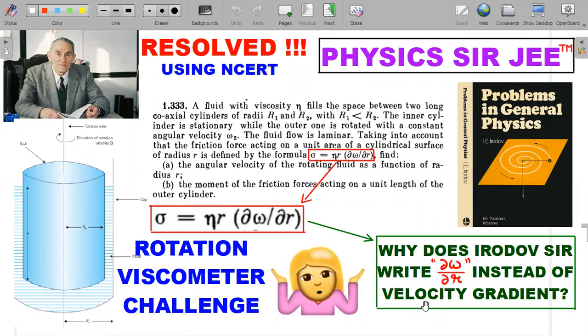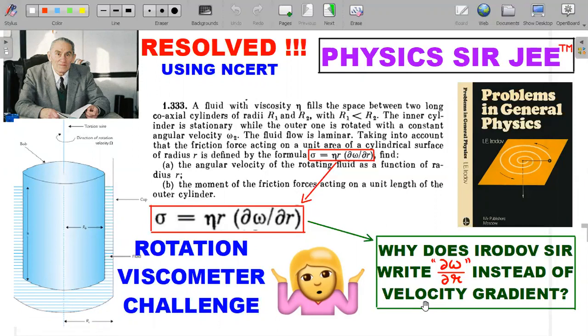So I have picked up question 1.333 from Problems in General Physics by Irodov, and you can see that it talks about a rotation viscometer. A viscometer is a device used in general to find the coefficient of viscosity of a particular liquid. As you can see on the left of the screen, that is the usual diagram of a rotation viscometer, in which you have a cylinder coaxially surrounded by another cylindrical shell, and in between the two the liquid is dropped, and after that they are given different angular velocities.